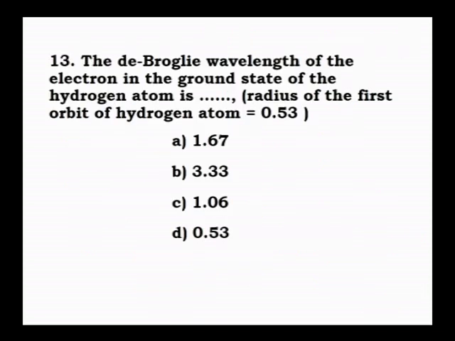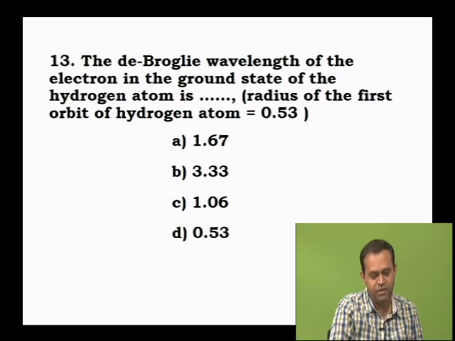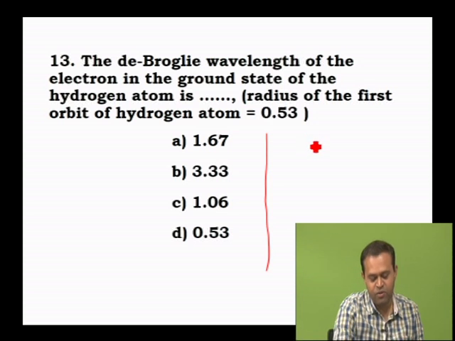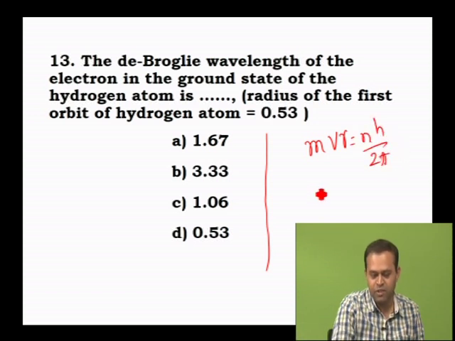Now next one, the de Broglie wavelength of an electron in ground state of hydrogen atom, radius of first orbit is given. Actually one expression is there, that is Bohr's quantum condition. Maybe you know it from atoms. It is m into v into r is equal to n into h divided by 2 pi. Rearranging, it is 2 into pi into r is equal to n times of h by mv. Correct? What is h by mv? Lambda.